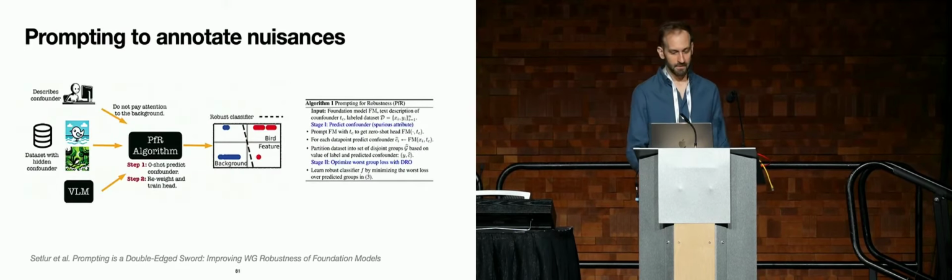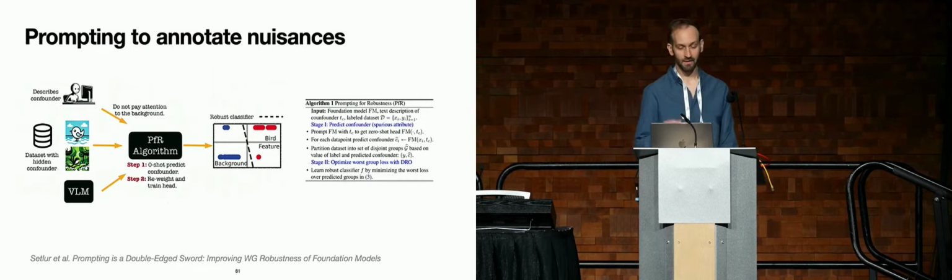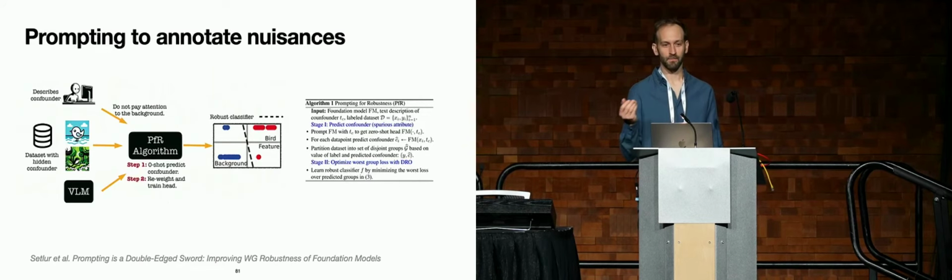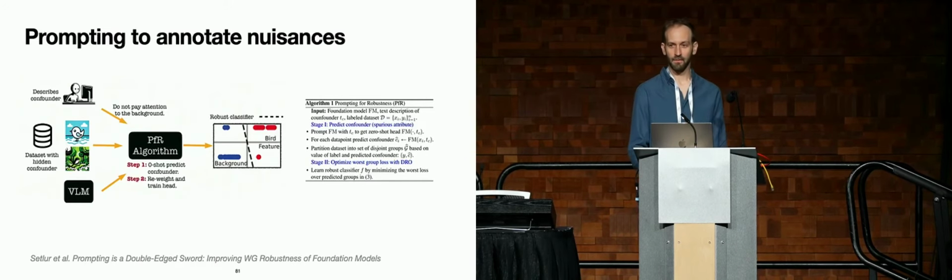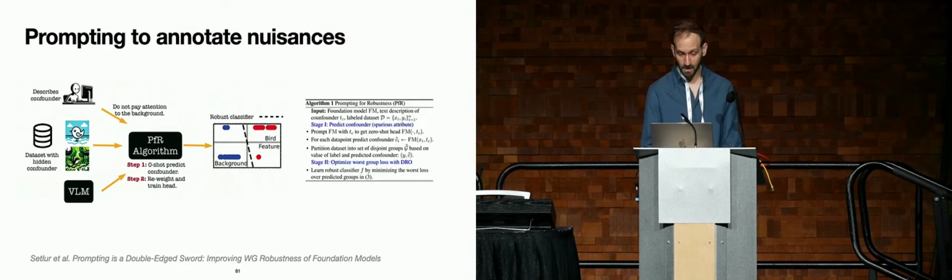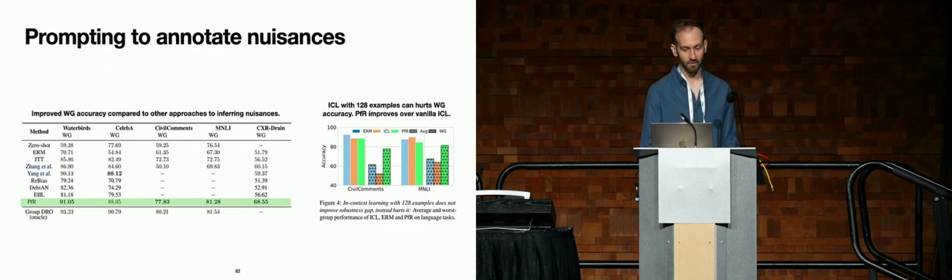So this is pretty much a sketch of their method. As we described, a human who reasons about what the possible spurious correlations are asks the VLM to tag them, and then these go into another method that learns a robust predictor. And they're able to get pretty impressive results on the spurious correlation benchmarks that we talked about.